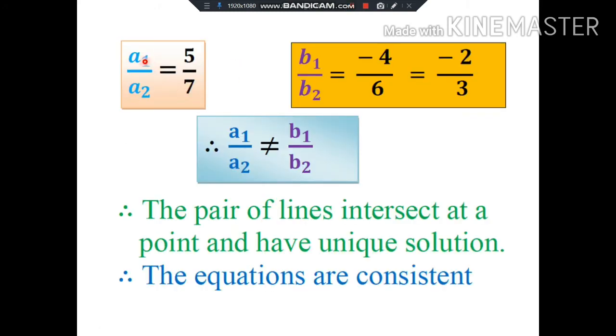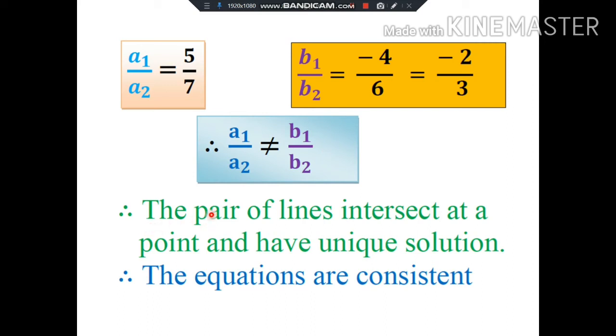And find a1 by a2. Find the ratio a1 by a2, that is equal to 5 by 7. Similarly, find b1 by b2, that is equal to minus 4 by 6. On simplification, you will get minus 2 by 3. Similarly, find the third ratio. Yes, you can see here, children, a1 by a2 is not equal to b1 by b2. So you need not find the third ratio.